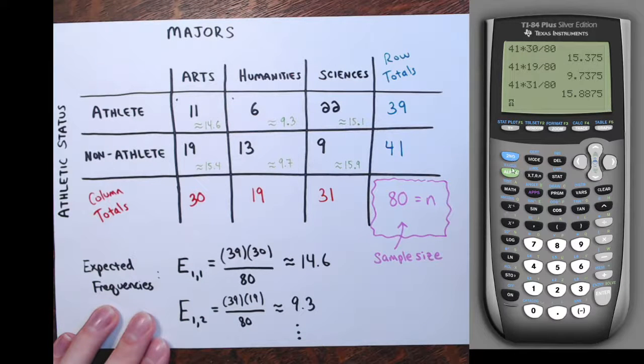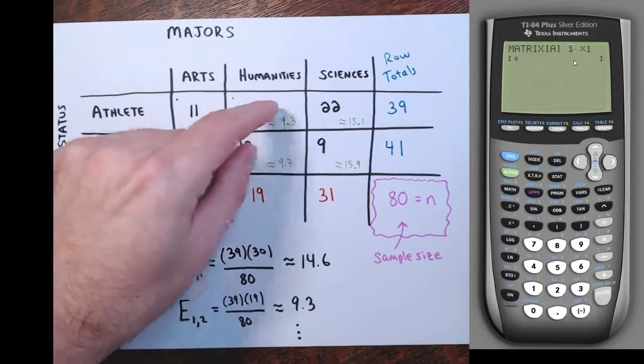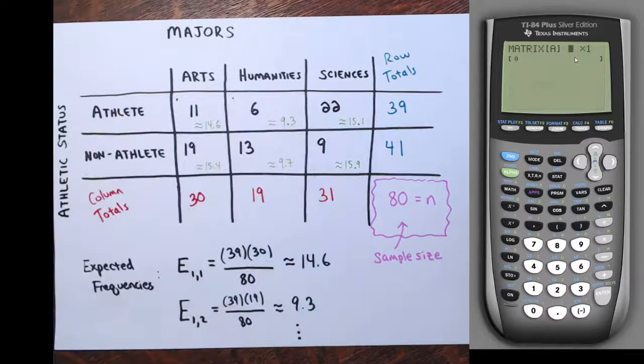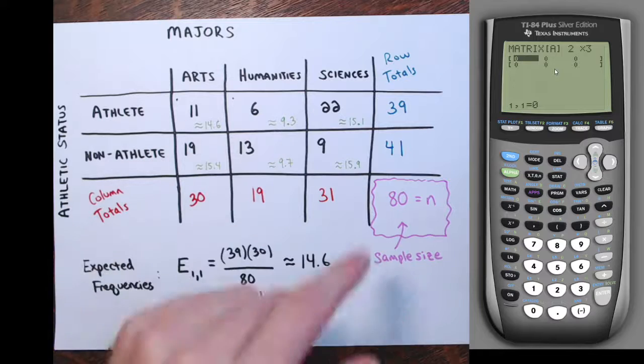So I go second, hit this x to the -1 button. There's the matrix menu. See it says matrix there. Go over to edit, and I'll just do matrix A, number 1. And this matrix has 2 rows, 3 columns. So that's what these numbers are. Number of rows, 2. Enter. Number of columns, 3. Enter. And then I'll enter these observed counts.